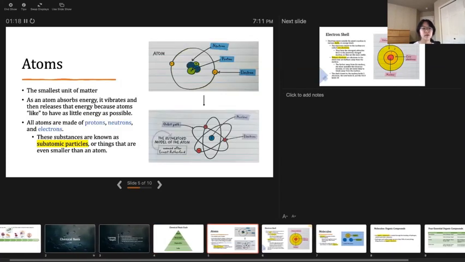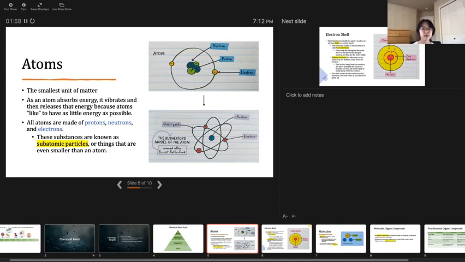All right, so now we're going to talk about atoms, which, like I said before, are really, really tiny. They are so small you cannot see them with your eyes or any microscope for that matter. Atoms are the smallest unit of matter, and matter is anything that you can touch, taste, smell, see, or feel. So anything that you can interact with your 5 senses is matter.